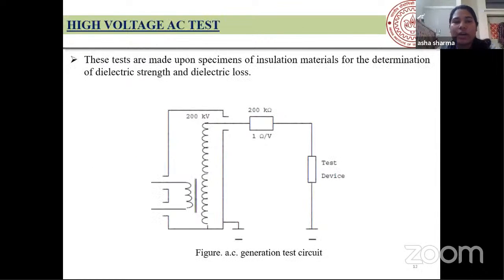So this is one example which I have taken to show how we test objects under the AC voltage. This is my test device which I have used. This is a transformer. As Dr. Alok Verma has already discussed, we just need to step up the voltage through this transformer, and we observe the occurrence of breakdown of this test device. And this 200 kilo ohm resistor is connected just to keep the transformer safe if a breakdown occurs in the test device.